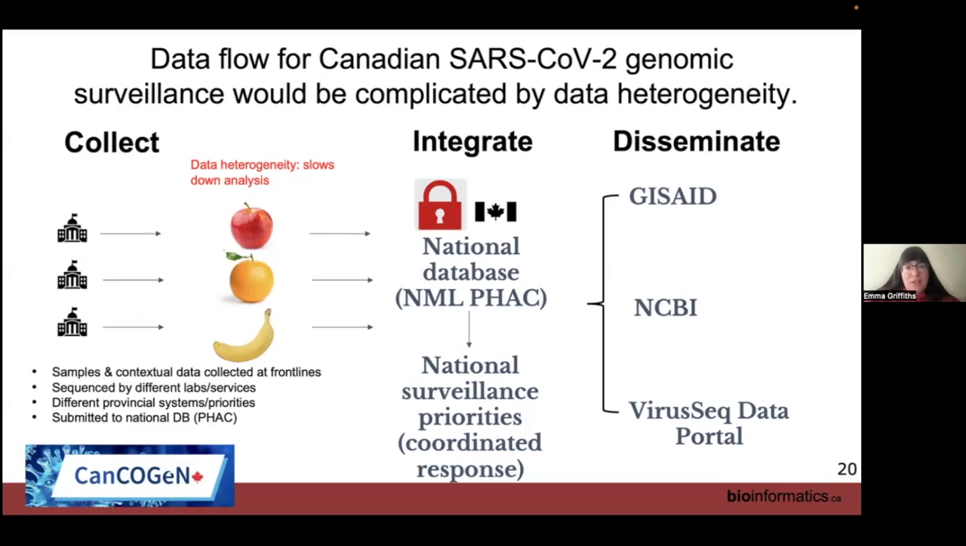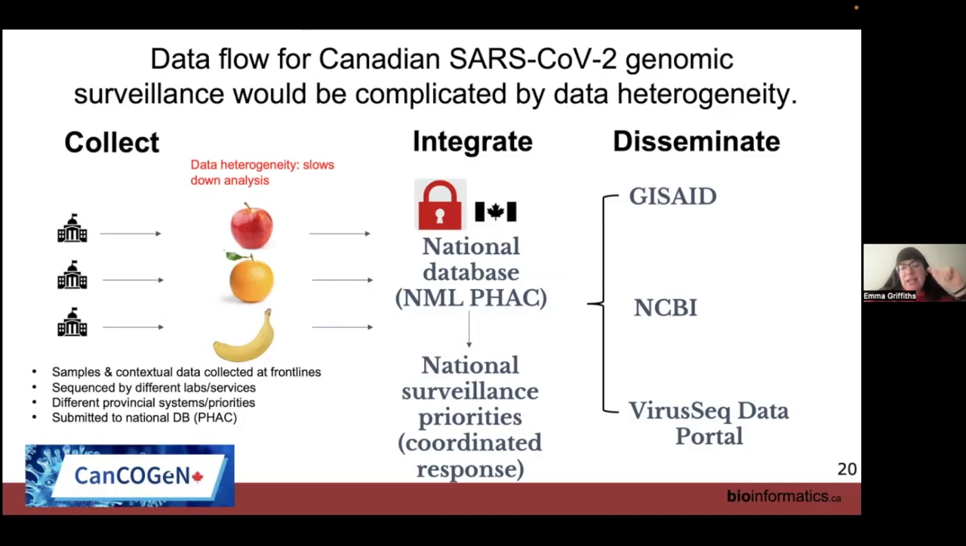And as we've already discussed before, we know that information is collected in very different systems, it's stored in very different ways. So we knew that if we wanted to put all of that data together in a common national genomics database hosted at the NML, that we were going to need to figure out a way to harmonize all of that information.